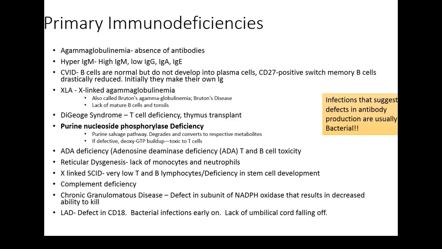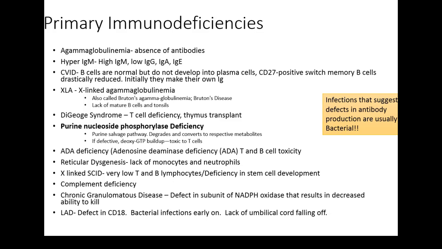Agammaglobulinemia means absence of antibodies. If you have a hyper IgM, well, that sounds like what it does, right? It's a high IgM, low IgG, low IgA, low IgE. We have CVID. This is where the B cells are normal but do not develop into plasma cells. We've got CD27 positive switch memory B cells that are drastically reduced. Initially they may make their own immunoglobulin, but then over time they don't. Okay, that's CVID.